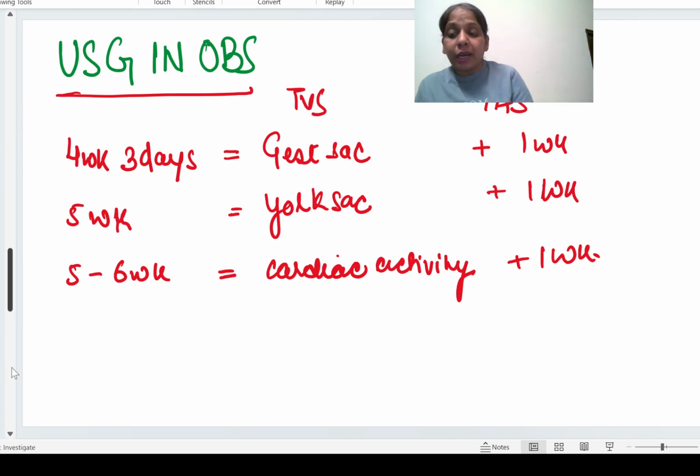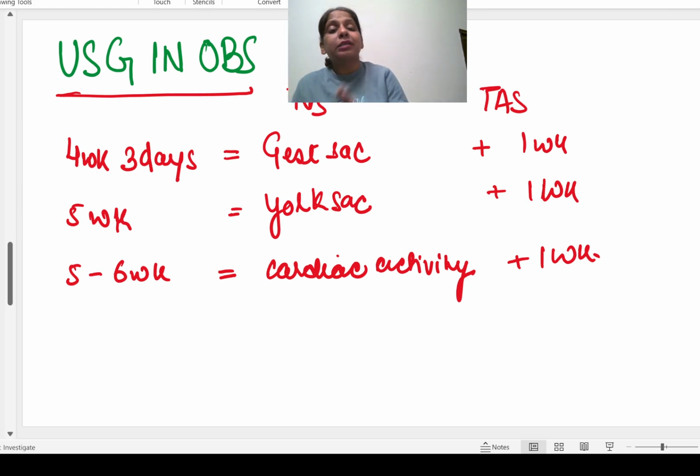Our next topic is ultrasound in OBS. So what we want to discuss here is, ultrasound in OBS says 4 weeks 3 days. On 4 weeks 3 days, you can say 4 plus weeks, or exactly at 1 month, we get the gestational sac. We get this sac transabdominally at 1 week. At the 5th week, every week we are getting something.